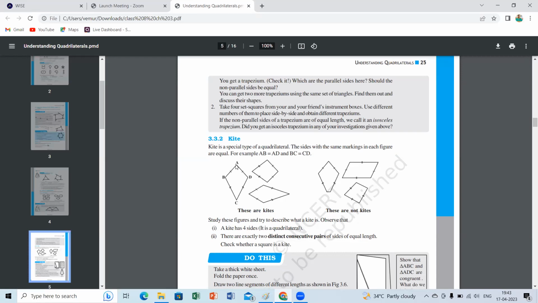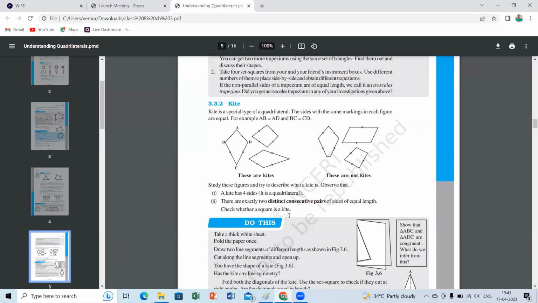As we discussed before, the common vertex is the point we can use. Which is the common vertex for AB and AD? A. For BC and CD? C is the common vertex.